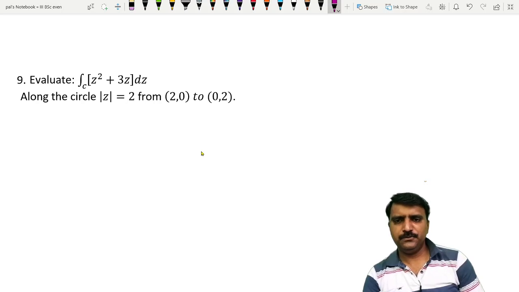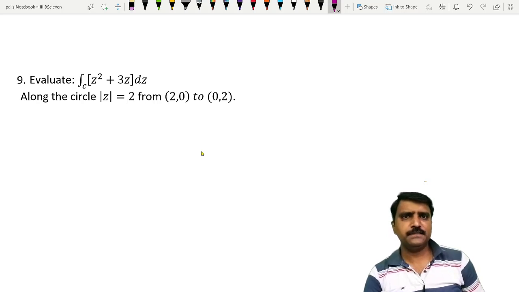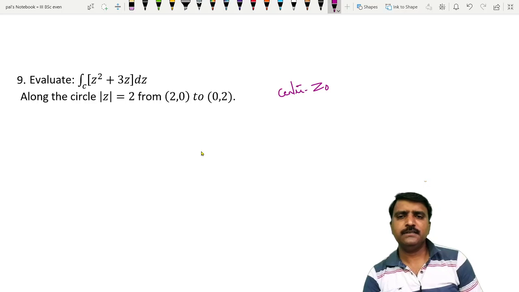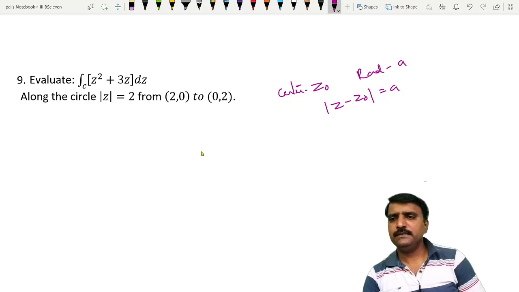You already know the equation of a circle in standard form. Suppose the center of the circle is z naught and its radius is some a. You can write the equation as mod z minus z naught is equal to a. So here the given circle is mod z is equal to 2.